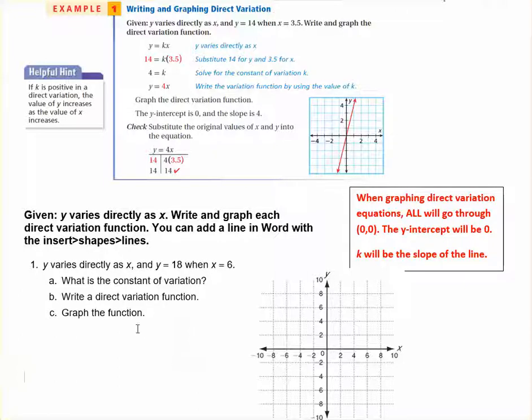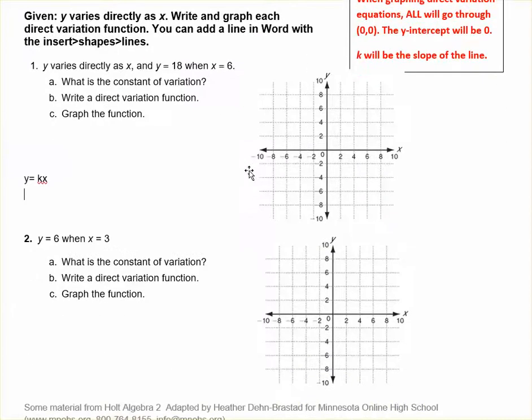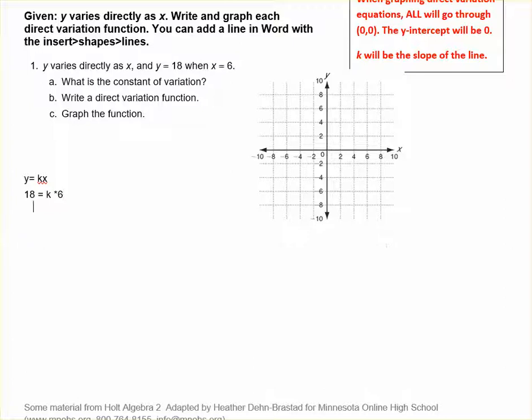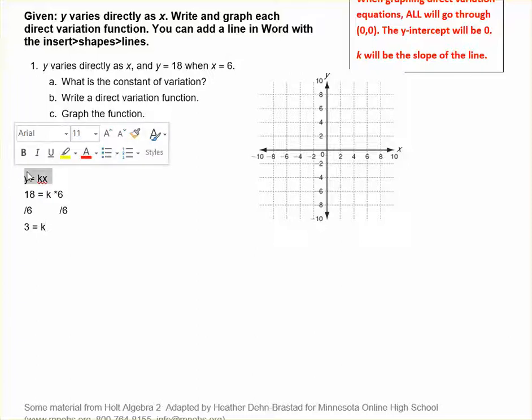Let's look at number 1. We are given that this is a direct variation equation, so again you can start off by writing y equals k times x, and we're also given that y is equal to 18. We don't know what k is yet, but we are also given that x is 6. That's enough information to solve for k. We solve for k by dividing both sides by 6. 18 divided by 6 is 3. So now we know what k is. This is what you would do for part A of this problem.